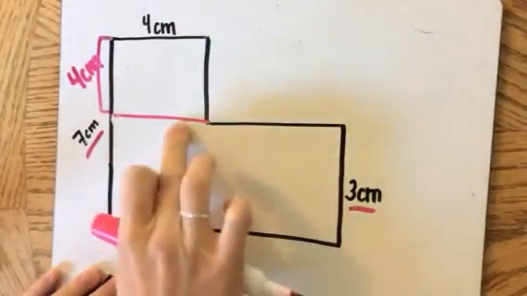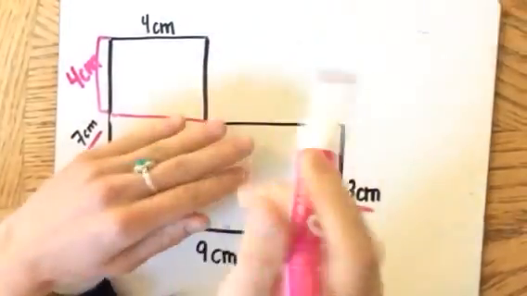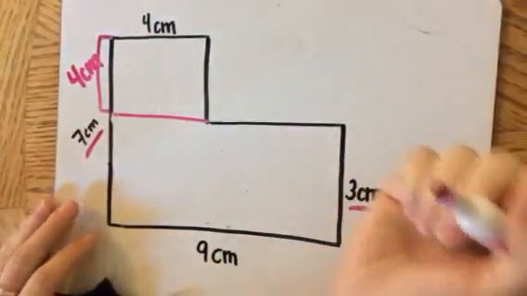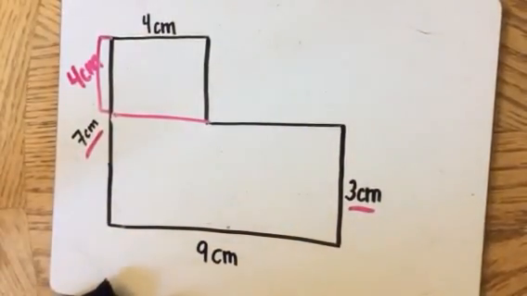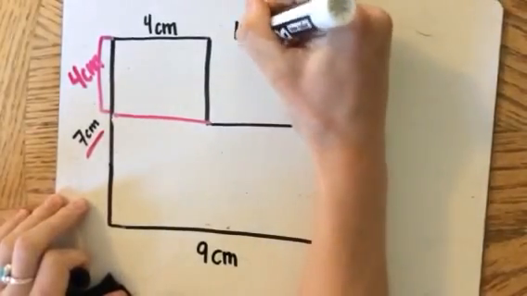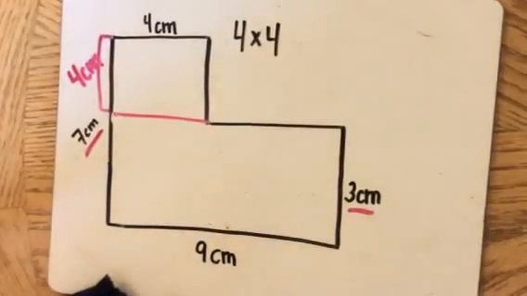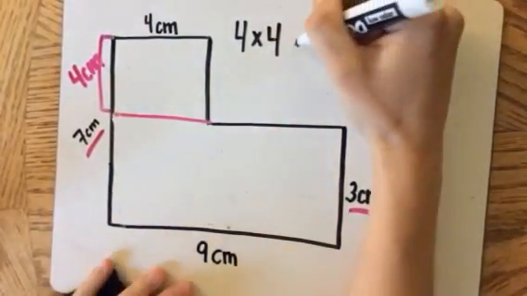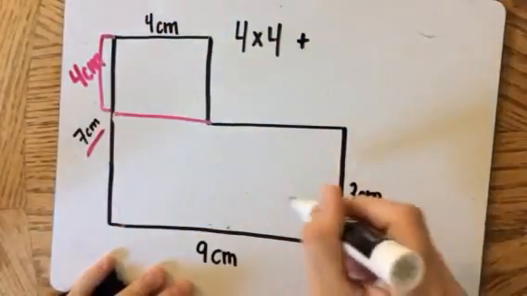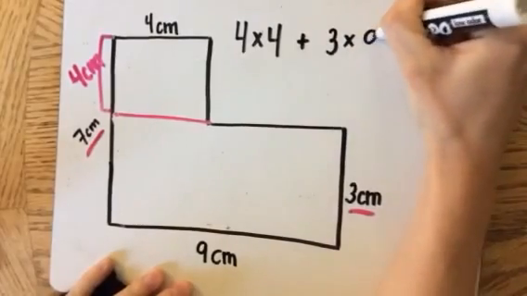Now I need to find the area of each rectangle using my side lengths. Just looking at this top one, if I cover up this bottom one, how will I find the area there? I'll multiply 4 times 4. So I'm going to write my multiplication sentence, 4 times 4. And I'm going to add that to the area of this one, plus 3 times 9.